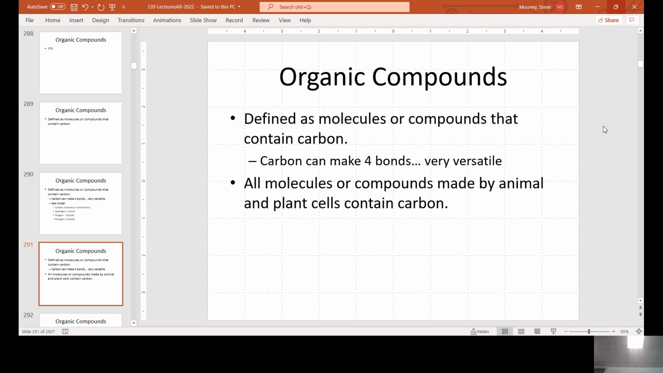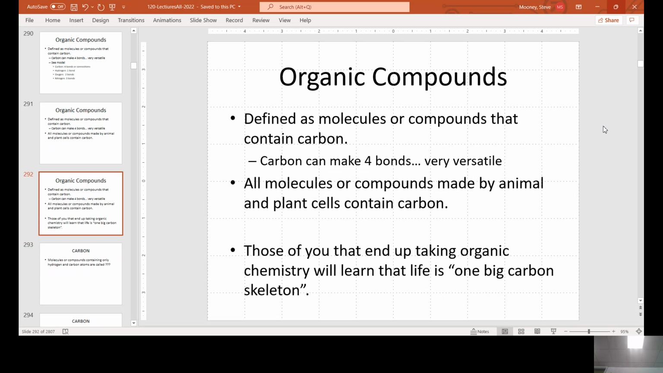All molecules or compounds made by animal or plant cells will have carbon in them, except for maybe water, but I don't know if you really call making that by an animal or not. So carbon is the basis of life. One of the things that the Mars rover is looking for is, has carbon been put into organic molecules? If you end up taking organic chemistry for whatever reason, you're going to find that life is one big carbon skeleton. And the balance of carbon on the planet is a subject of debate. Is there too much free carbon running around, or doesn't that really matter? People are sorting through that.